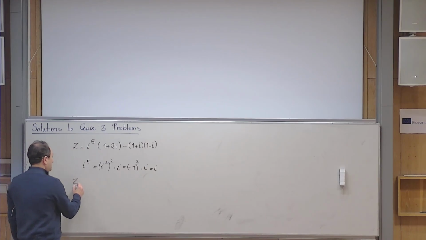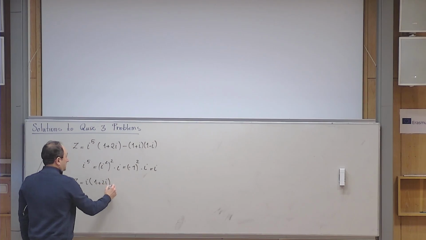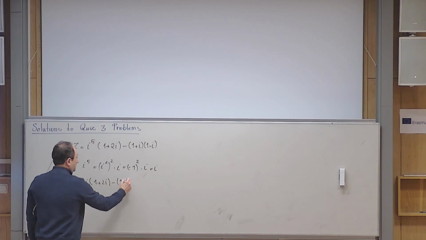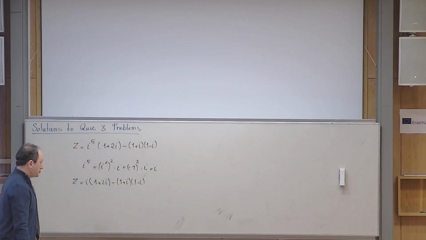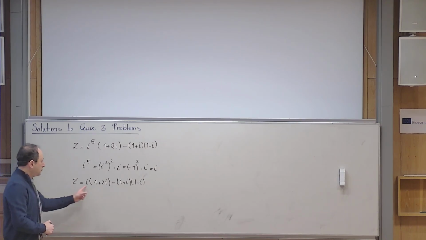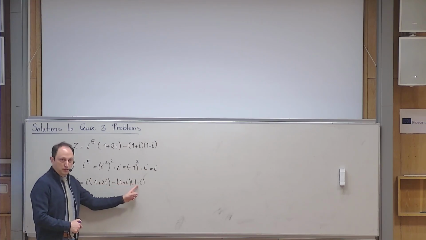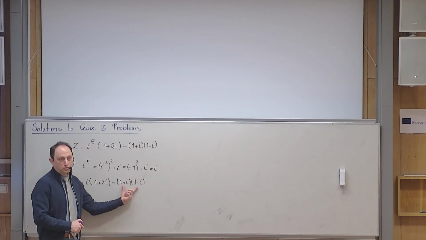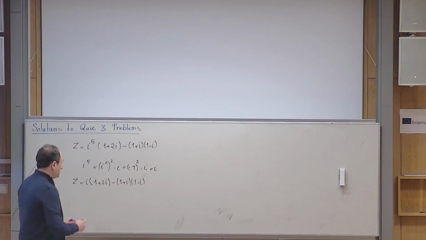So z becomes i multiplied by (1 plus 2i), and then minus (1 plus i)(1 minus i). This is the first thing. Of course, you can do things faster, but I don't want to push you. For the exam, you have to do it patiently. So this one, no problems. You just multiply i in. Here you can also multiply, but you can also use the conjugate rule. It doesn't matter. If you do it correctly, I will accept it from you.